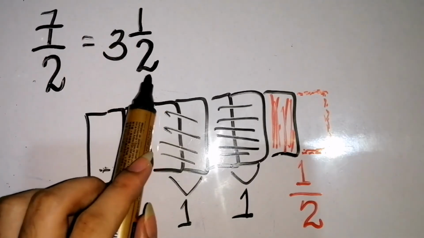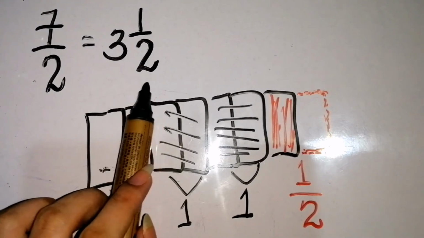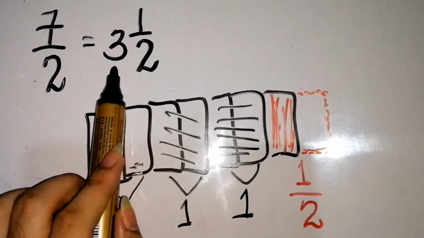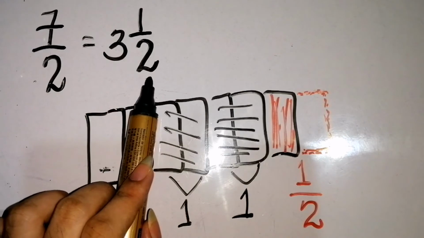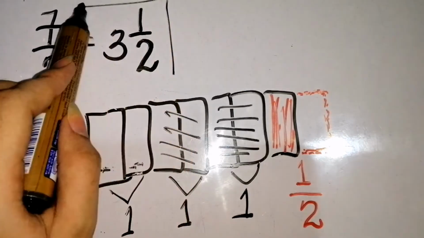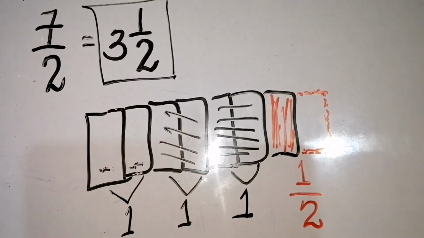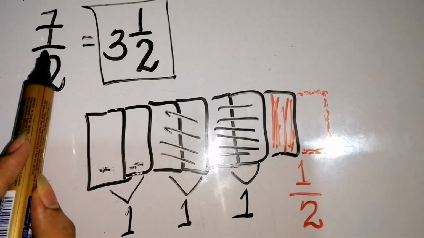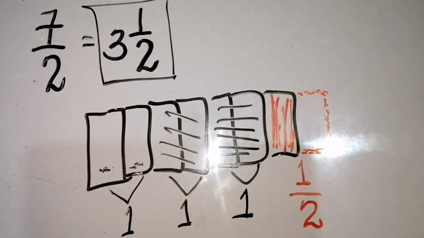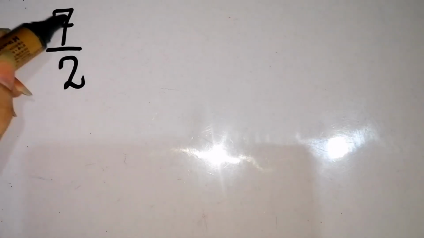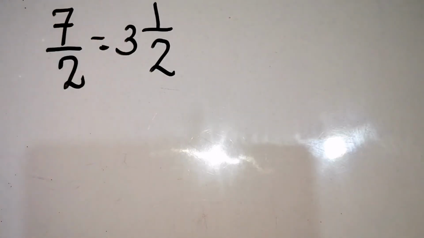And the way I write this is a mixture of a whole number and a fraction. This is an example of a mixed number, which is still equal to our improper fraction 7/2. So our next goal now is to find out how to change 7/2 into 3 and 1/2 without using illustrations.